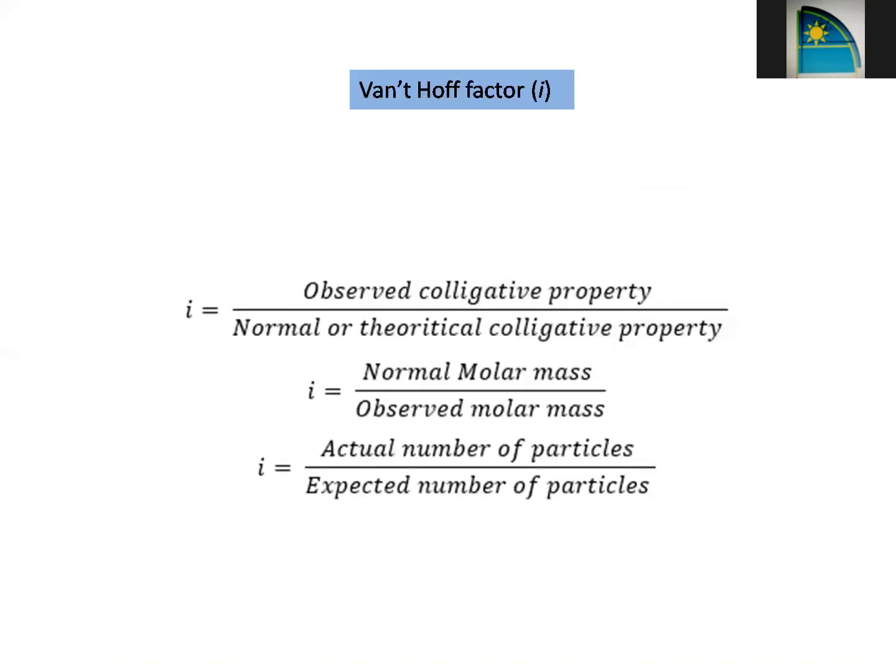Next, since these are non-ideal solutions, how do I measure the deviation from ideal behavior? I can measure it in the form of something known as the Van't Hoff factor i. The Van't Hoff factor will give me quantitatively how much my normal property has deviated when I add some kind of solute into my solvent, and it either shows association or dissociation. So these are the formulas for my Van't Hoff factor.